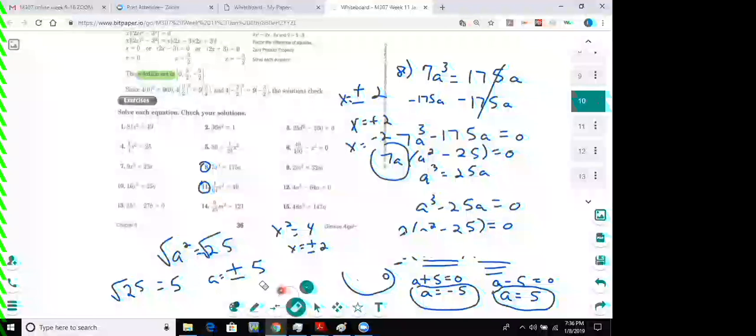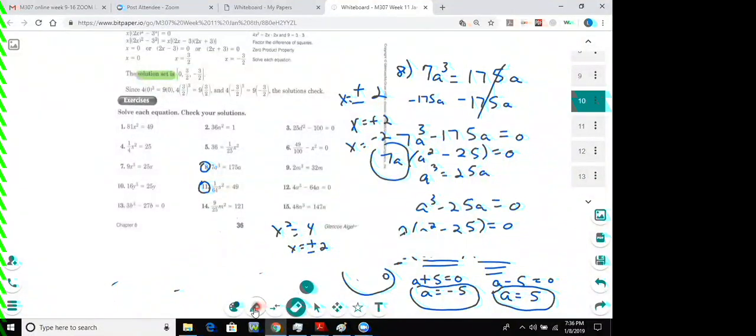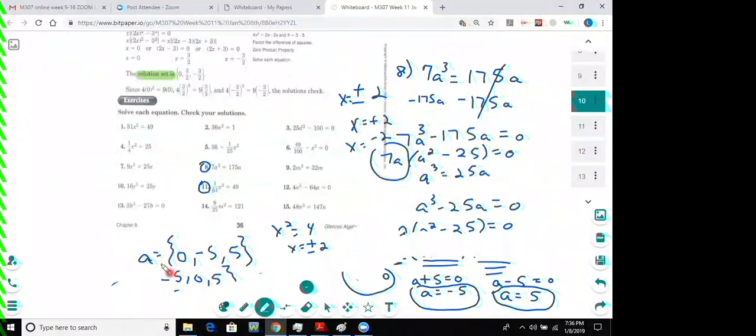Oh, and the solution set, I'm sorry, that's what I was going to say. Let me just erase some of this board. So your solution set again, remember how to write it? You would write A equals the squiggly bracket 0, -5, and 5. Normally you write it in order from smallest to greatest, so I would do -5, 0, and 5 as my solution set. Either way, as long as you have the solutions, that's what's most important.